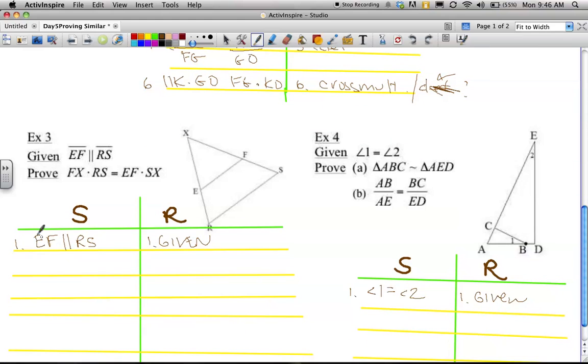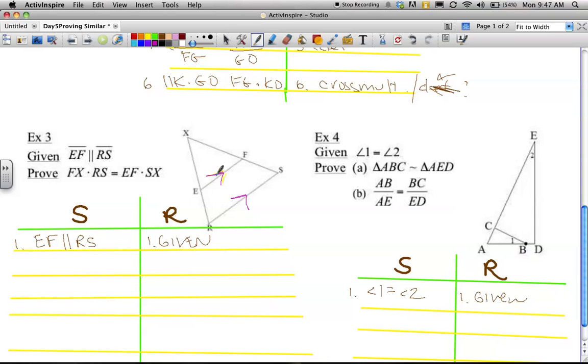Example 3. Given that EF is parallel to RS, and I like to put in some markings to show that. EF is parallel to RS. Show that FX times RS equals EF times SX. Okay, this is almost like the one we just did. Again, if we can show these two triangles are similar, we can show sides are proportional and then do some cross multiplication. So how can we show these two triangles are similar?